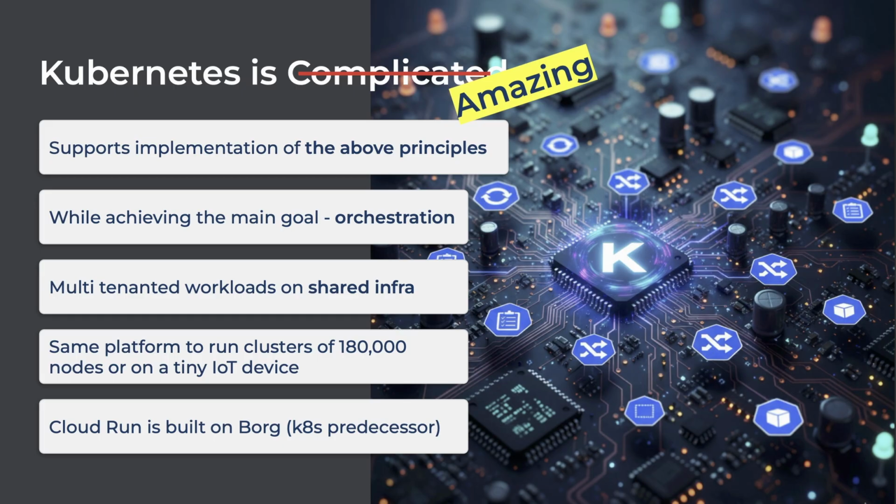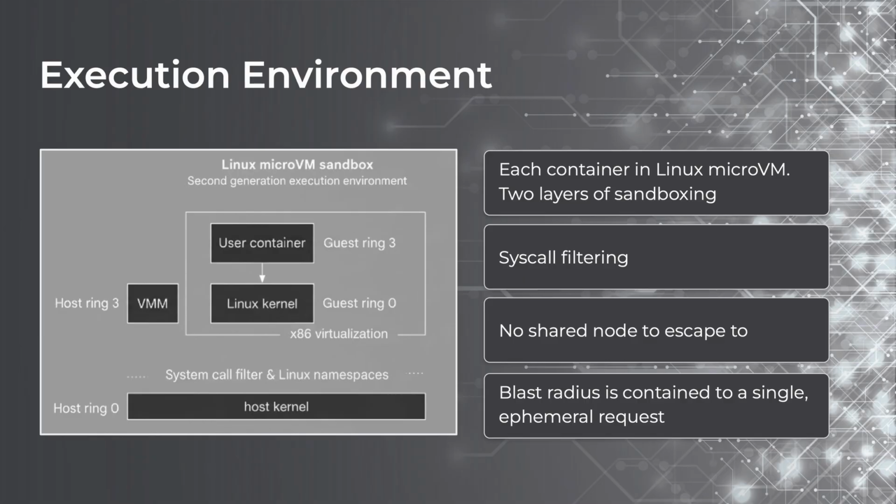But shared infrastructure is one problem that Cloud Run doesn't have. Every container runs essentially in a VM. You have the syscall filtering, and you have no shared node to escape. Even if you manage to bypass all of this isolation and filtering, you simply don't have any other node where you can escape to, and there is no container next door.